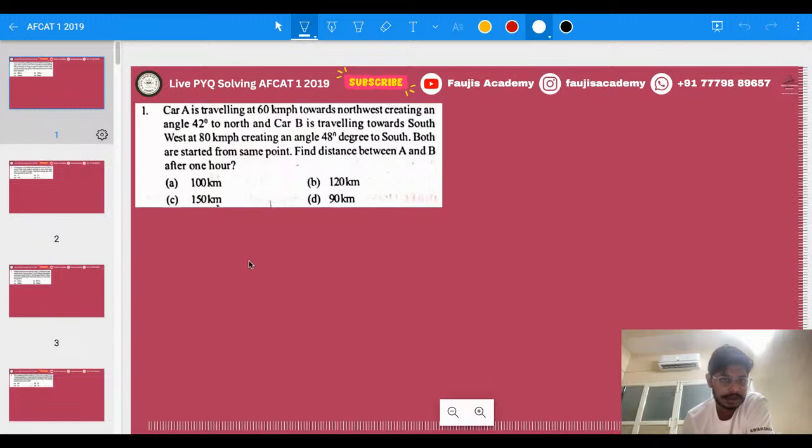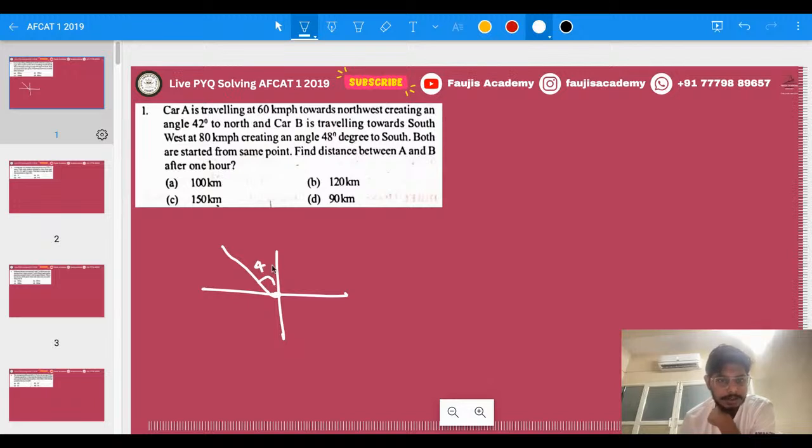The question is: a car is traveling at 60 kmph towards the northwest. Where is the northwest? Northwest is in this direction, right? Let's call this the center. Car A is traveling at a speed of 60 kmph in the northwest direction, creating an angle of 42 degrees to north.